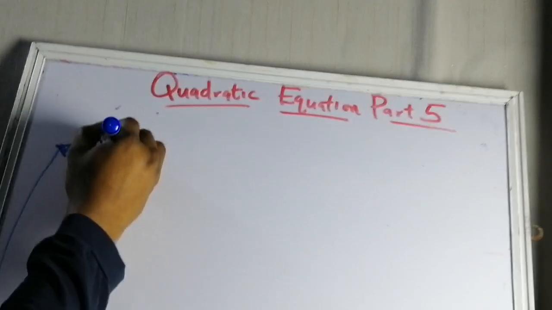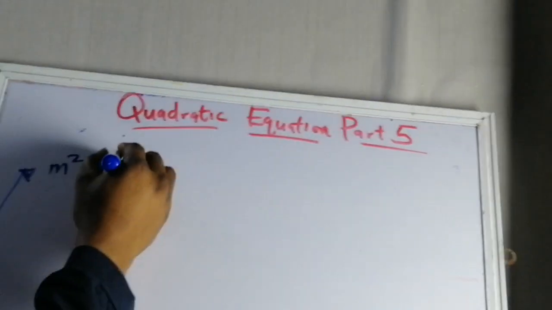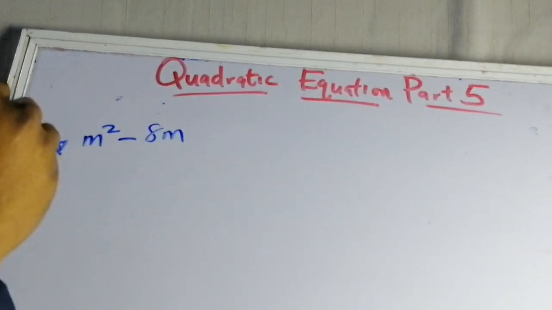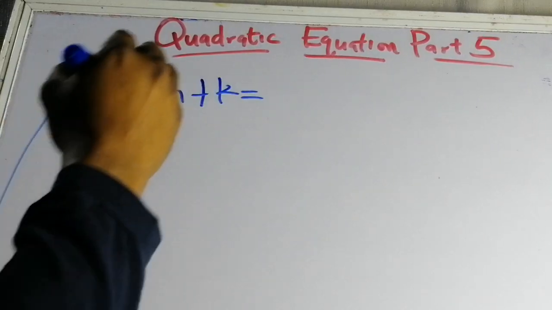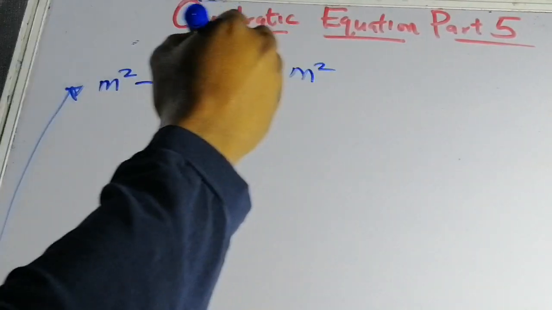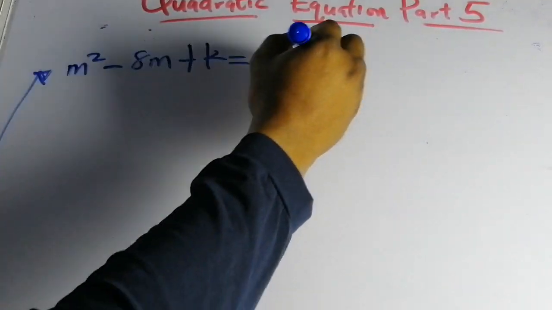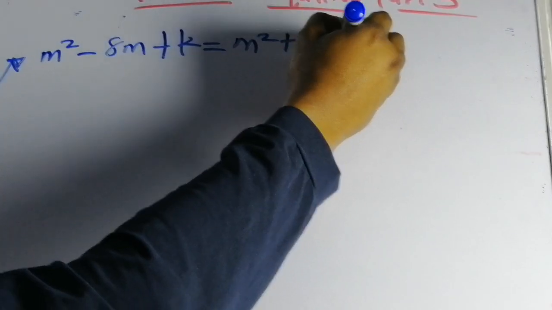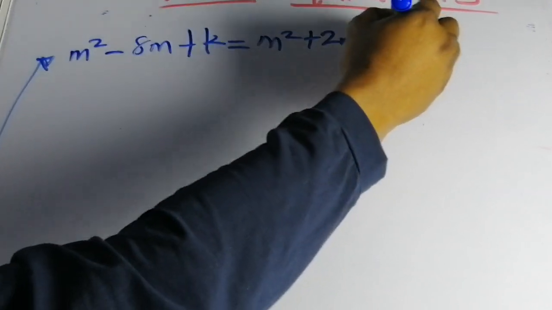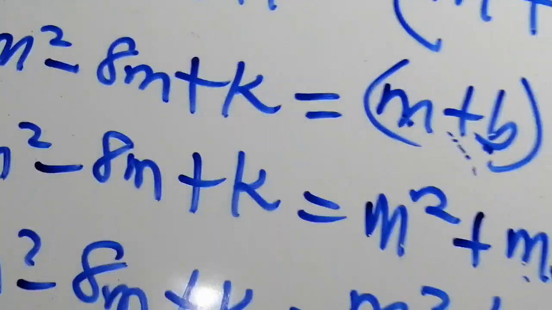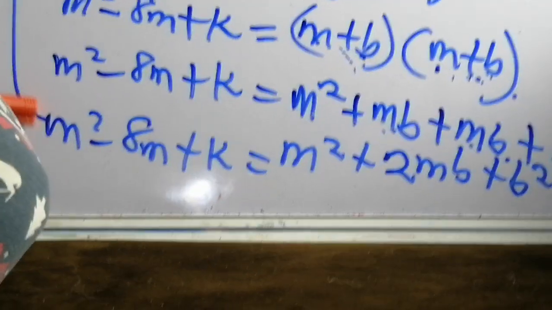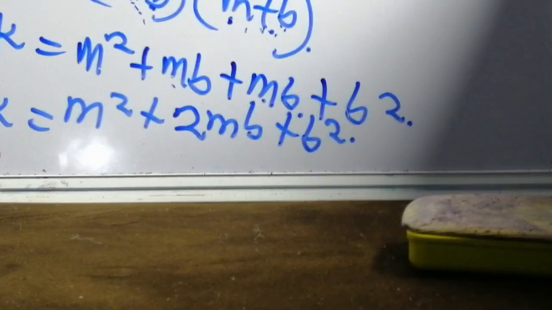So which means that I can have m square minus 8m plus k equals m square plus 2mb plus b square. Now, that is from here. I'm taking it up here because of space.